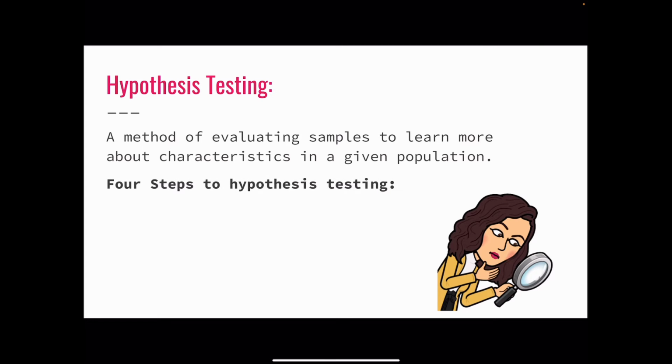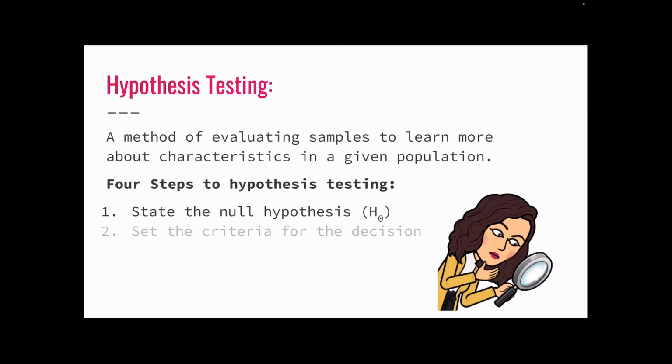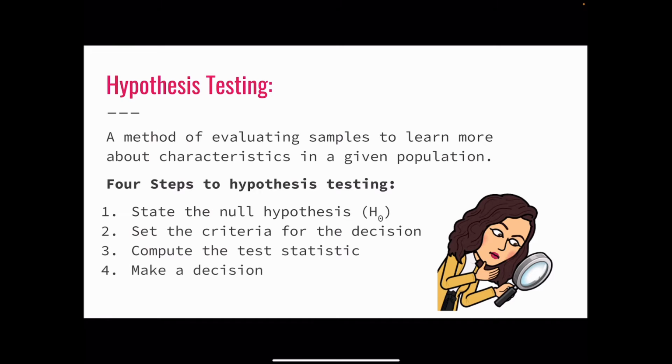There are 4 steps to hypothesis testing. The first is to state the null hypothesis. The second is to set the criteria for the decision. The third is to compute the test statistic. And the fourth is to make a decision. We will be going into each one of these steps in greater detail.